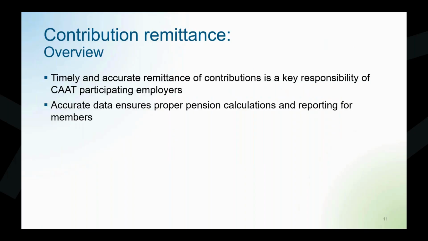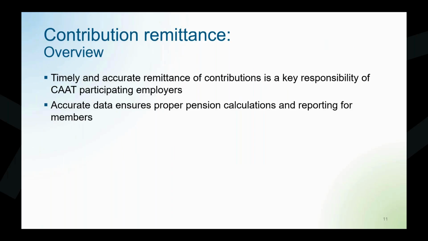One of the most important responsibilities of CAT participating employers is the timely collection and remittance of both member and employer contributions. Contributions are remitted to CAT's custodian, CIBC Mellon. When contribution data and funds are submitted accurately and on schedule, CAT can properly calculate and report members' accrued pension amounts, ensuring that they receive the lifetime pension that they've earned.